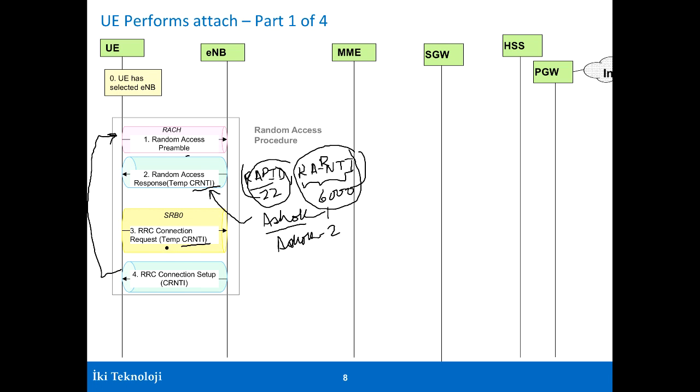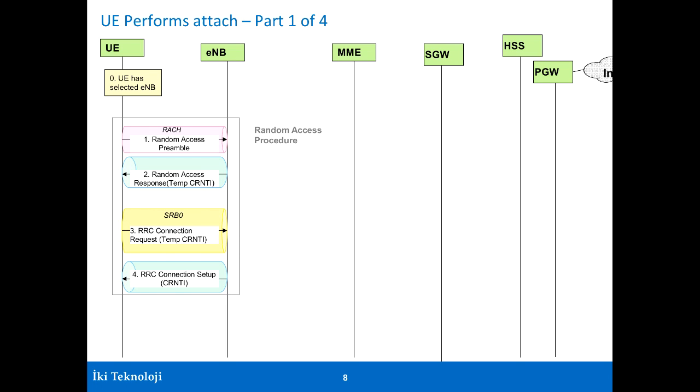I had given you this temporary identity called Ashok. So now this temporary identity is essentially your C-RNTI, your cell radio network temporary identity. So at the end of this random access procedure, there has now been a connection set up between the mobile and the base station, and an identity, the C-RNTI, has been established for this mobile.